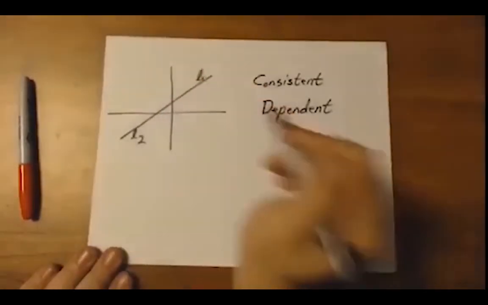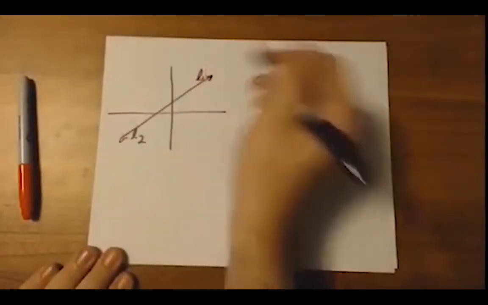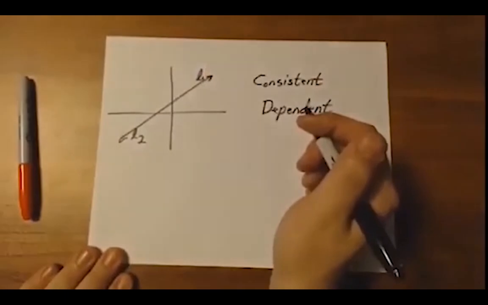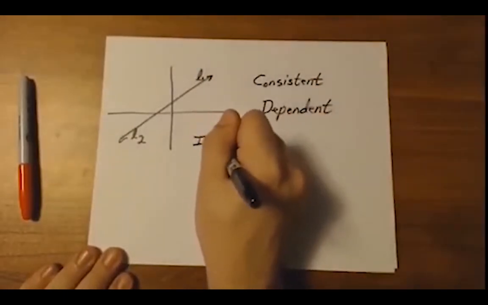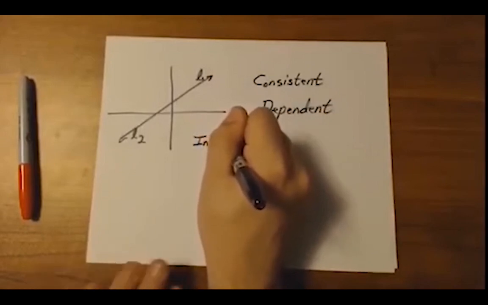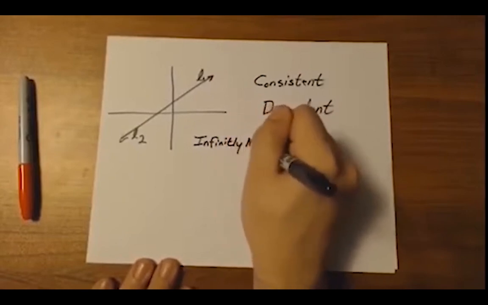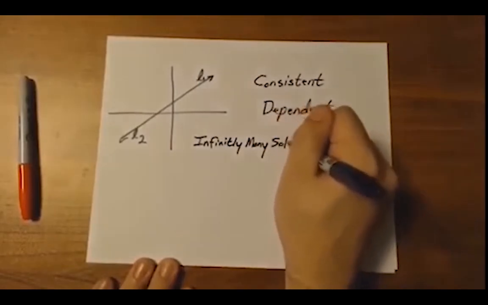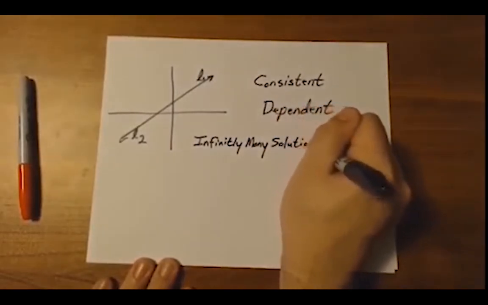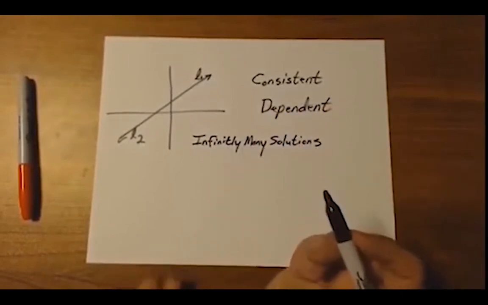But then where we have the same line, well, all points on line 1 are also all points on line 2. So there are infinitely many solutions.